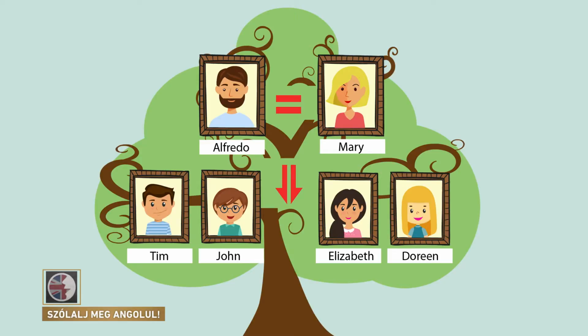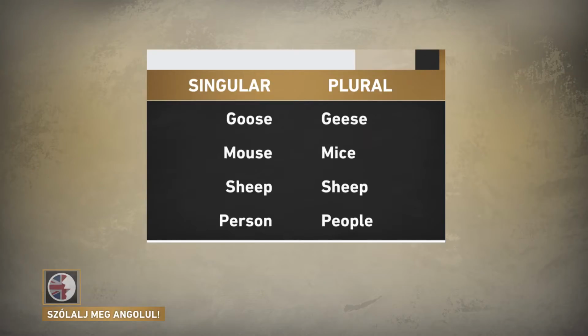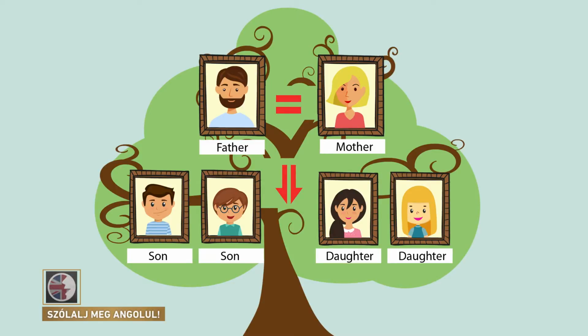Tim and John and Elizabeth and Doreen are Alfredo's children. Remember, child is irregular. Remember lesson 10. Child becomes children. Man becomes men. Woman becomes women. And sheep becomes sheep. They are his children.